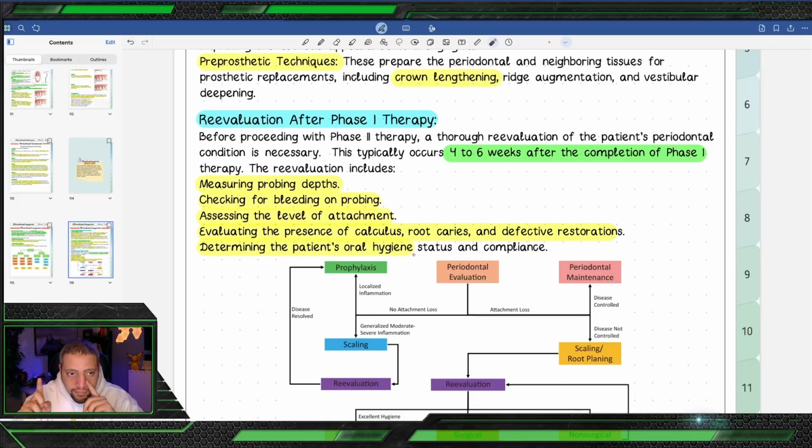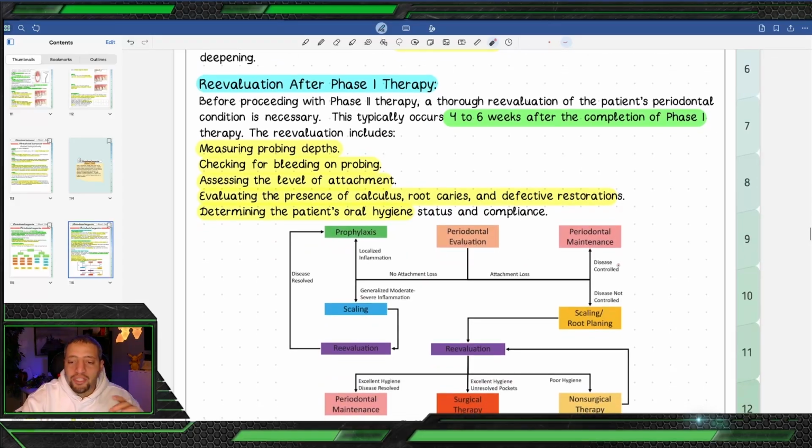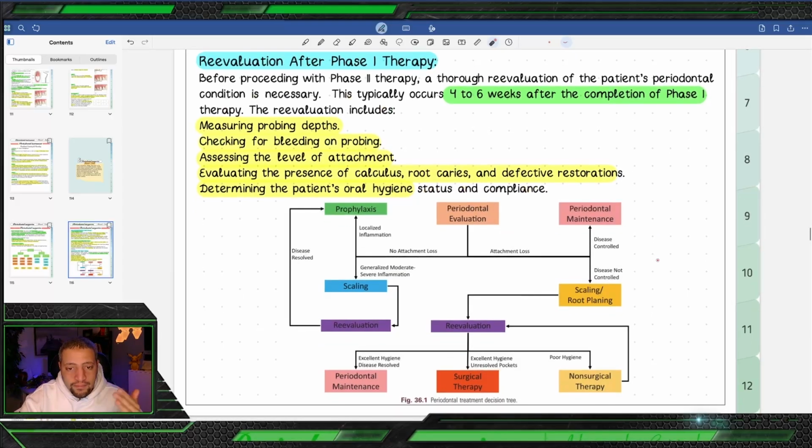But there is some stubborn location where he is still having this deep pocket, and my patient is following the oral hygiene instructions. I will not say, okay, Mr. Patient, go brush harder, brush harder. No, I will intervene at this point and do what we call periodontal surgery.